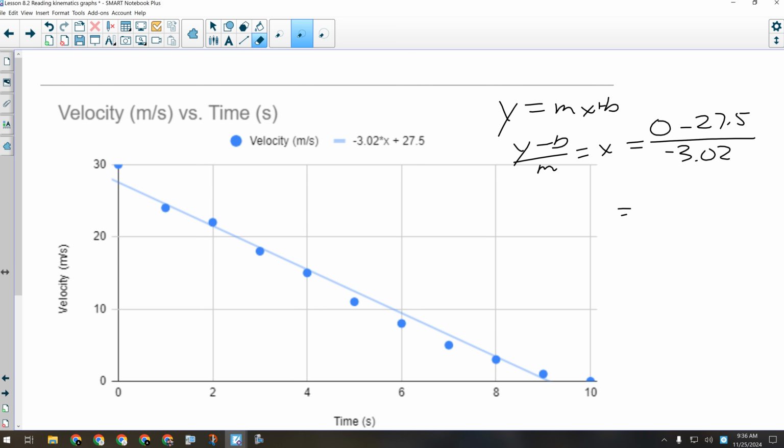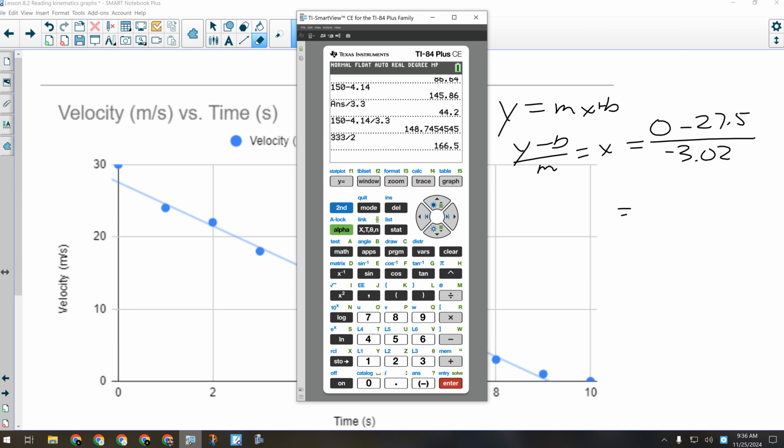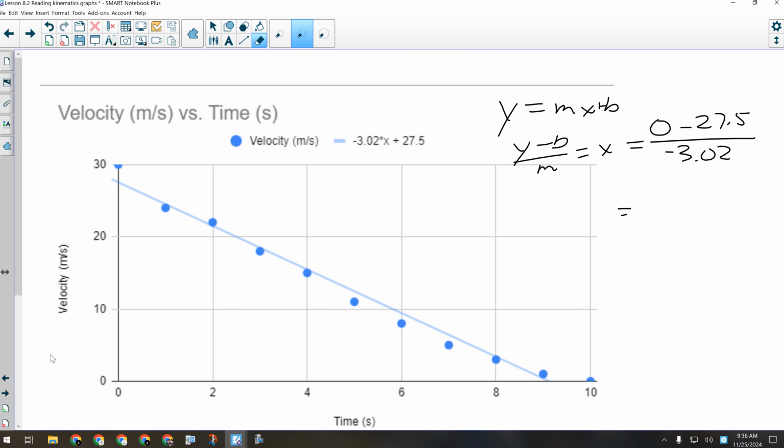Can I do that calculation now? That'll get me my time to get to 0. So we'll have 0 minus 27.5, divided by negative 3.02. Is it important to have all the negatives in there? Yeah, because otherwise I'll get a negative time, which means I went back in time, and I'm pretty sure that's not what's going on in this graph. So it takes 9.1 seconds. Looking at that graph, that looks about right. If I was going to estimate, I'd have thought around 9 seconds, so 9.10 seconds seems reasonable.